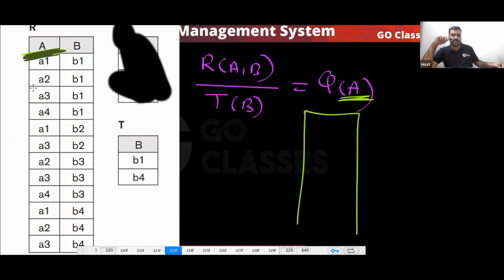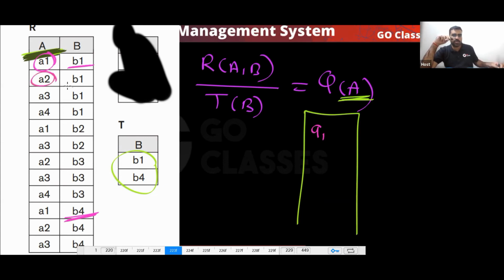So you check A1. Is it with B1, B4? This A1, is it with B1? This A1 is with B1 also. This A1 is with B4 also. So this A1 will be there, because it is paired with B1 and also related to B4.